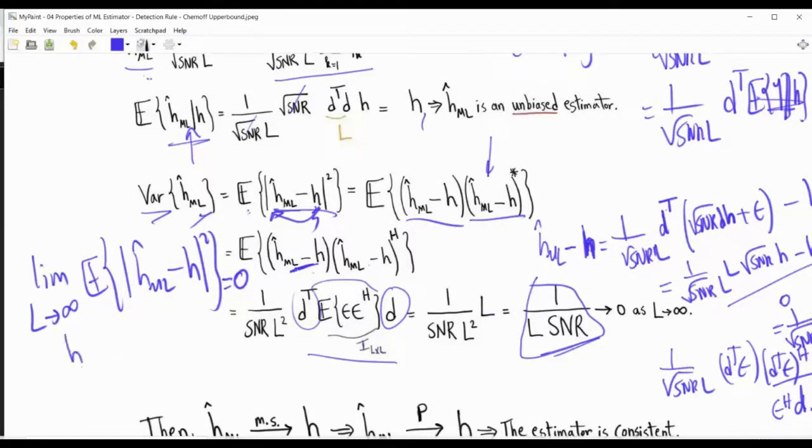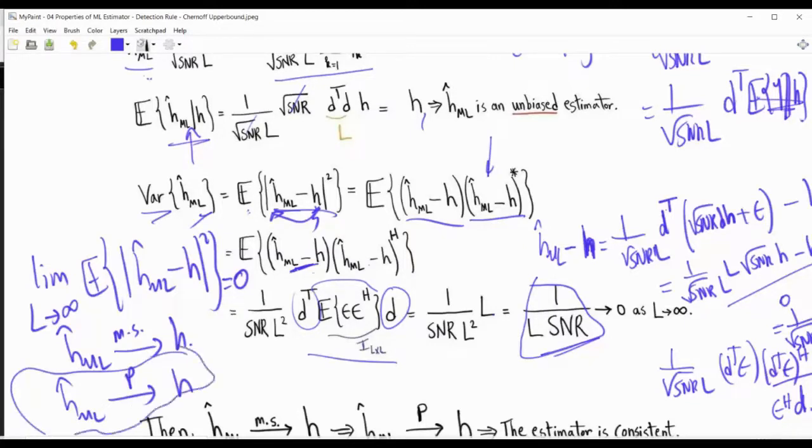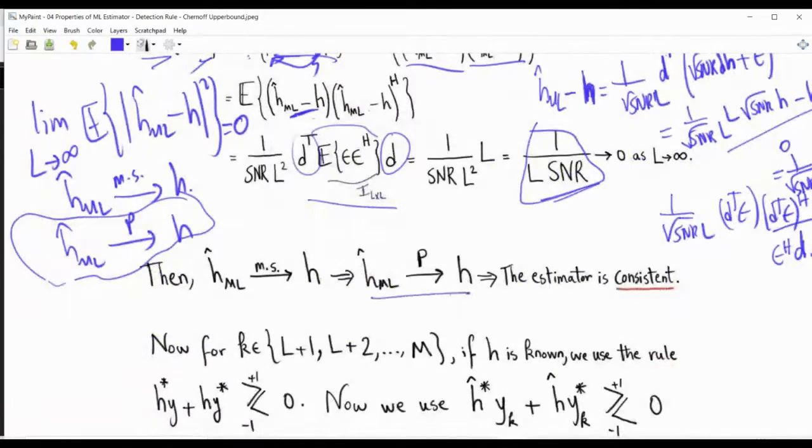So H_ML as a random variable converges in mean square to H, because this is the definition of mean square convergence, and mean square convergence implies convergence in probability. So H_ML converges in probability to H, and that's the definition of the consistency of an estimator. And so actually our ML estimator here is also consistent. It's unbiased and it is a consistent estimator because the estimator converges in probability to the true value to be estimated, which is H itself.